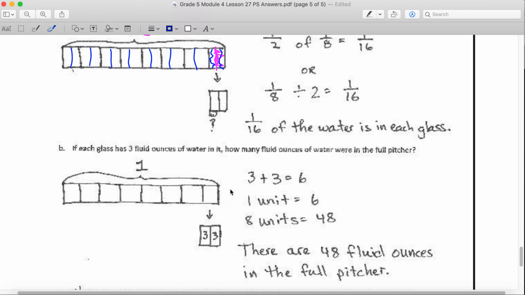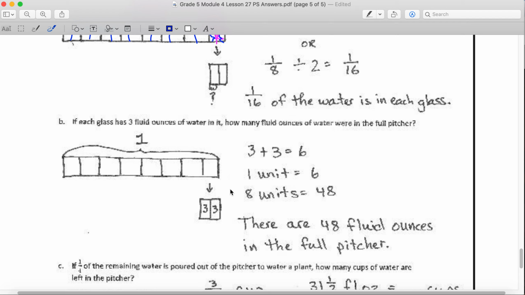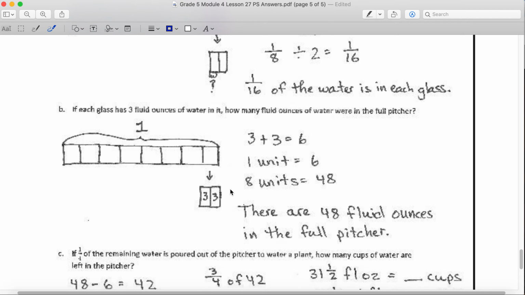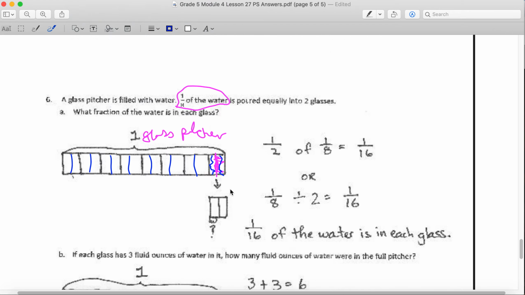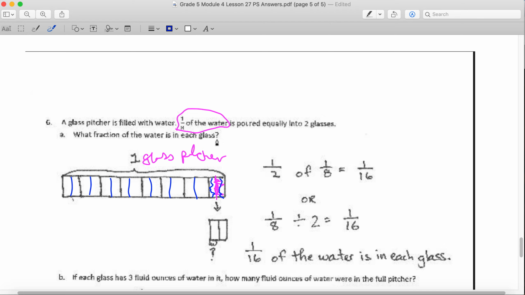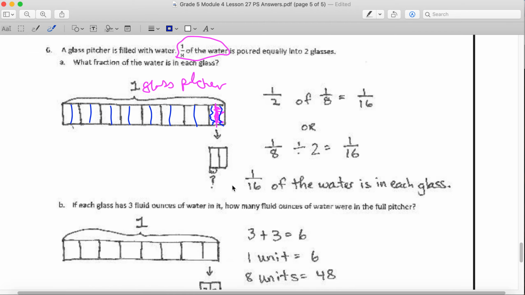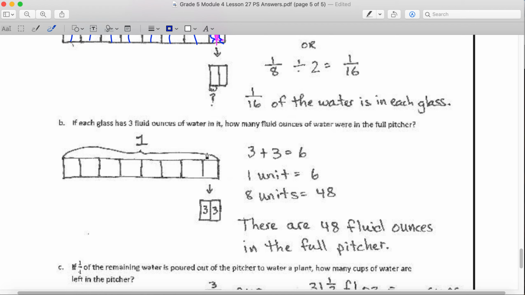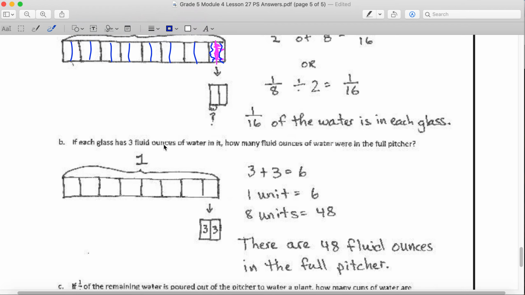Okay. All right, if each glass has 3 fluid ounces of water in it, how many fluid ounces were in the full pitcher? All right, so that means that we never did know how much water, like in ounces. We only knew that 1/8 of it is poured into 2 glasses. So now they're trying to quantify, well, how much is in the glass? Well, now they're saying each glass has 3 fluid ounces of water in it.